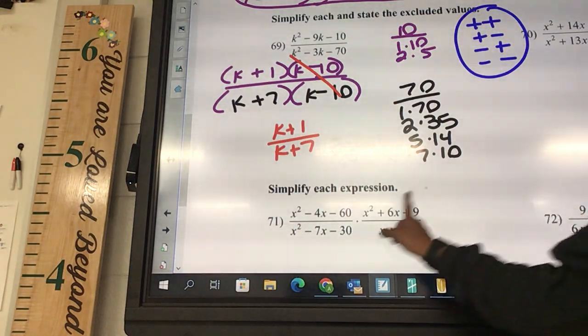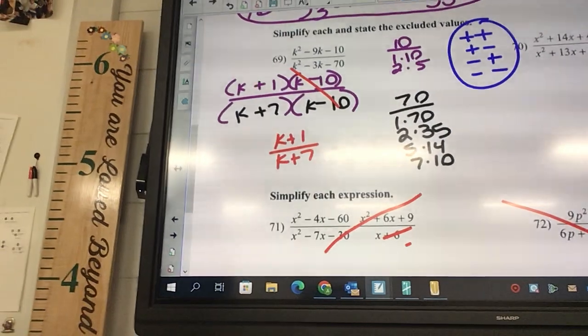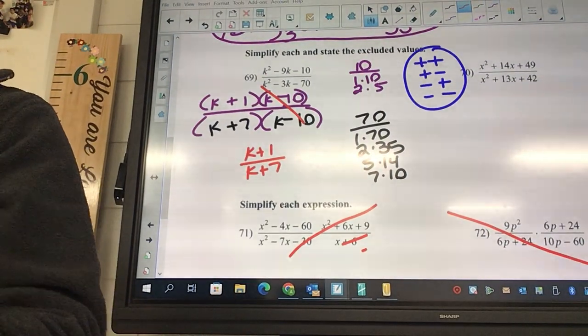You guys can cross off 71 and 72, because they're pretty much the same, and that's fairly new. So you guys have 35 problems to do. Work through your other half by the end of today.